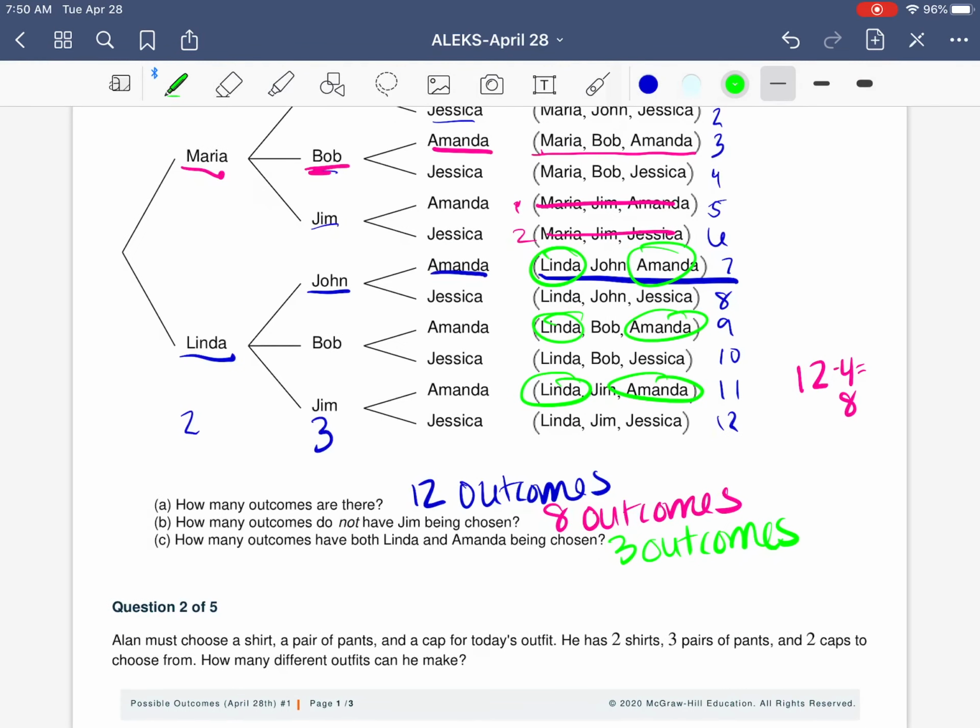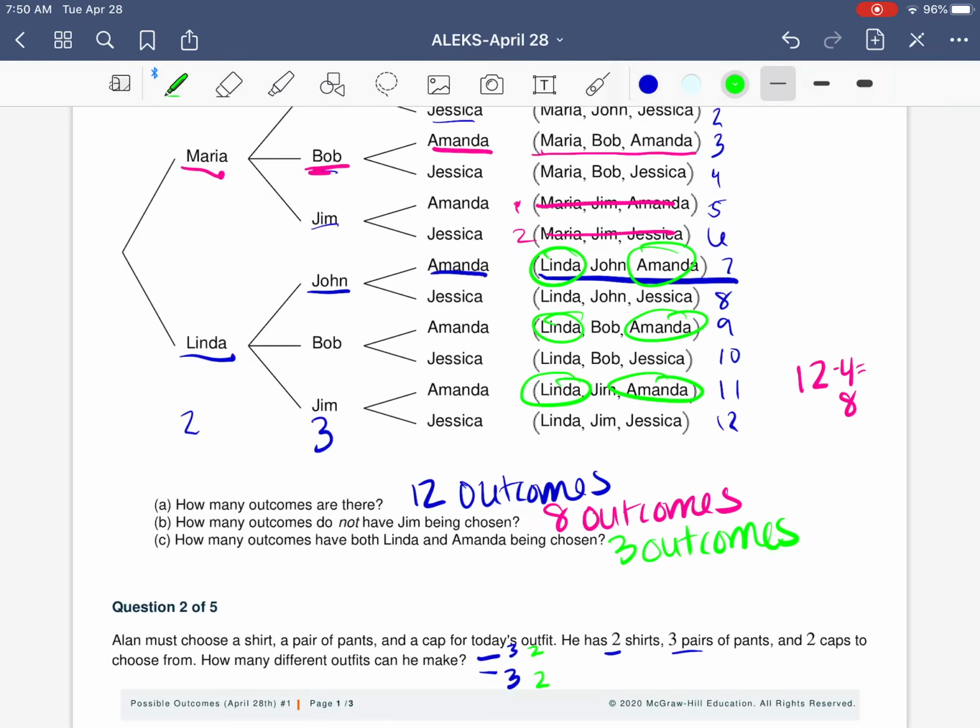Okay, number 2. Alan must choose a shirt, a pair of pants, and a cap for today's outfit. He has 2 shirts, 3 pair of pants, and 2 caps. So that would be like saying, we can do this. He has 2 shirts, then there's 3 pairs of pants for each of these choices. So then that one would have 3, this one would have 3 choices, and then after that, you would have 2 more choices and 2 more choices.